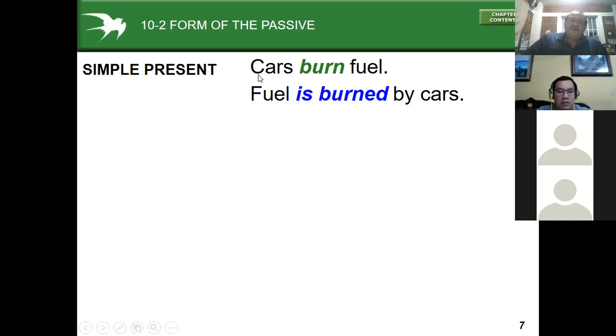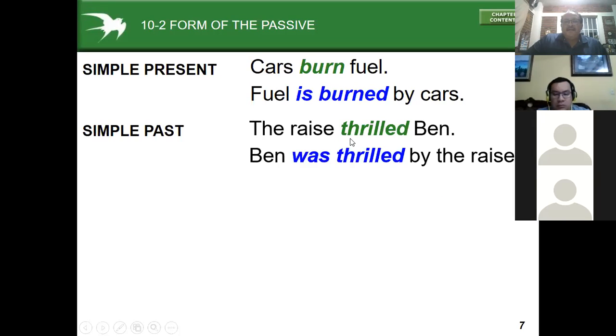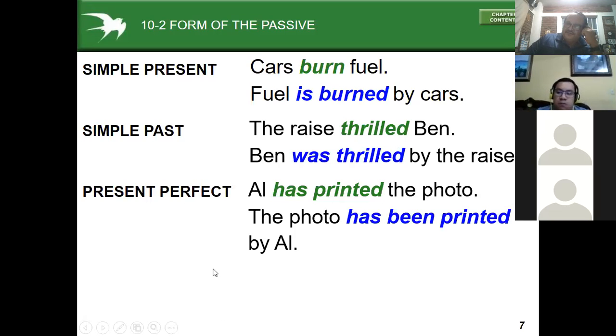Then here, you see this one? Cars burn fuel. Simple present. Fuel is burned by cars. The race thrilled Ben. Thrilled, you know, like scare, right? Lo asustó un poco. The race thrilled Ben. Ben was thrilled by the race. Okay? So simple past, and then here you use the past tense. Present perfect.